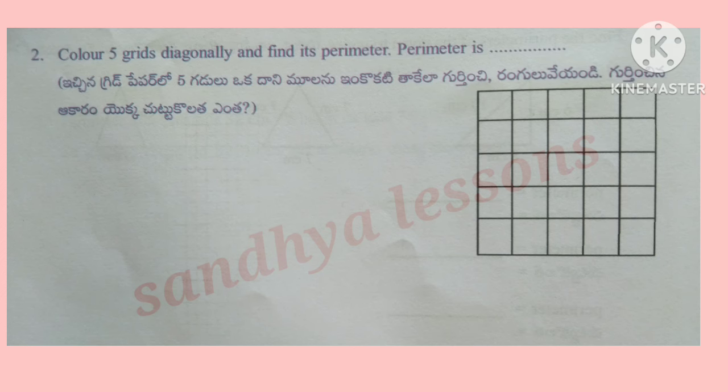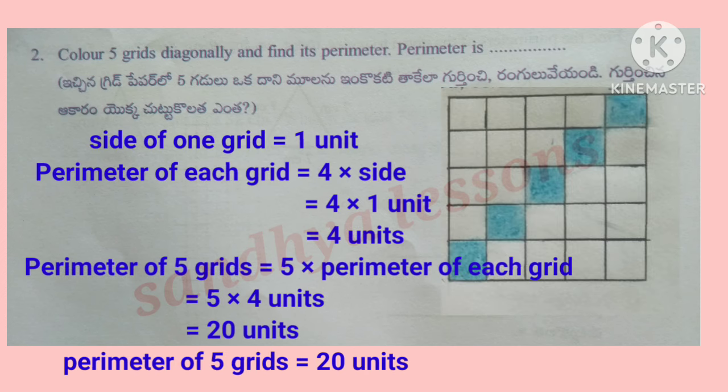Second problem, color 5 grids diagonally and find its perimeter. Side of one grid is equal to 1 unit. Perimeter of each grid is equal to 4 into side, that is equal to 4 into 1 unit, which is equal to 4 units. Therefore, perimeter of each grid is equal to 4 units. Perimeter of 5 grids is equal to 5 into perimeter of each grid, that is equal to 5 into 4 units, which is equal to 20 units. Therefore, perimeter of 5 grids is equal to 20 units.